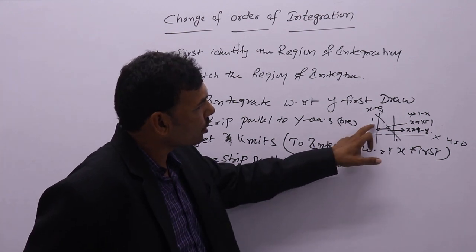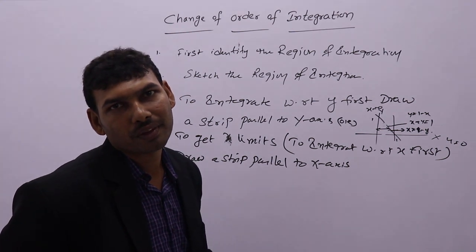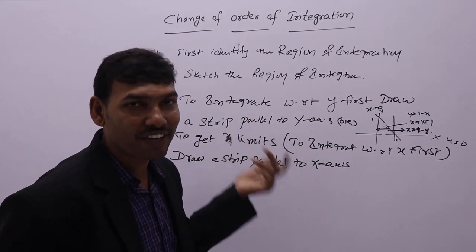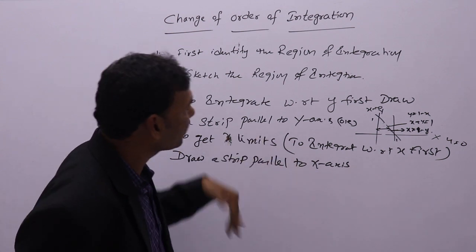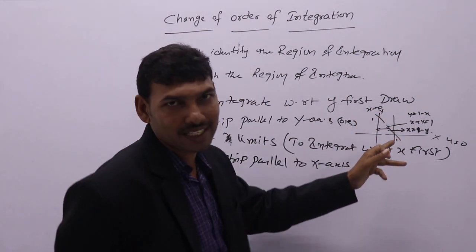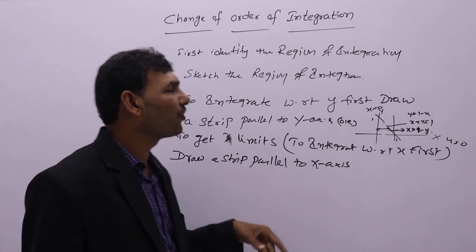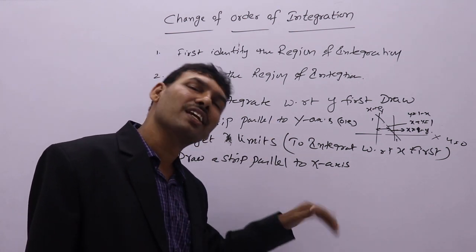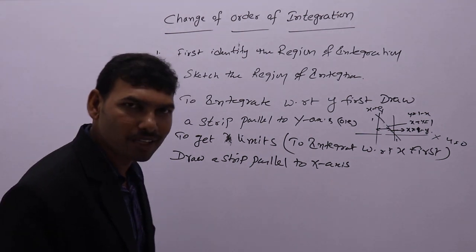X equal to 0 to x equal to 1 minus y. They are limits of x in terms of y. Then integration will change: first with respect to x, next with respect to y. If you take a strip parallel to the y-axis, then you will get y limits in terms of x. Then integration will be with respect to y first, next with respect to x. I will tell you in detail while discussing the problem.